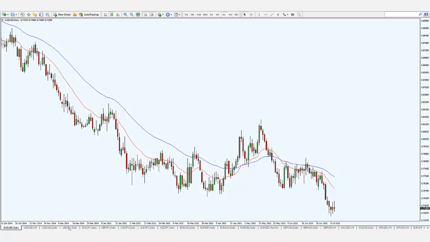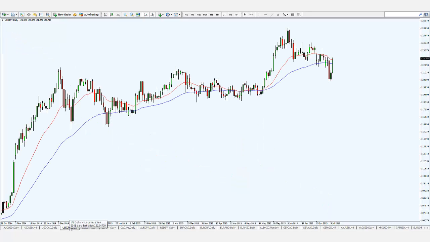Now let's talk about the dollar yen, shall we? For those of you who have been following me for quite a few weeks now, you know that I was long the dollar yen. I've been long for quite some time. I went long.